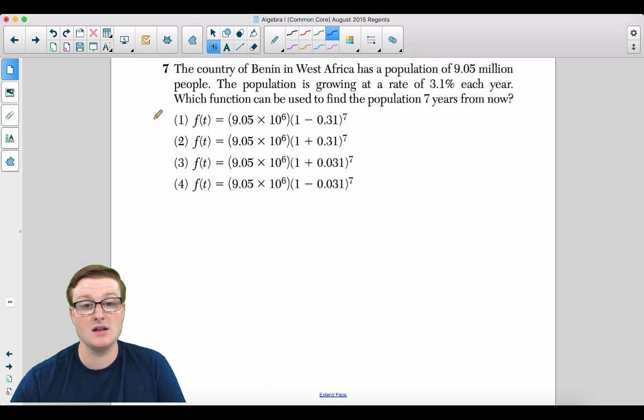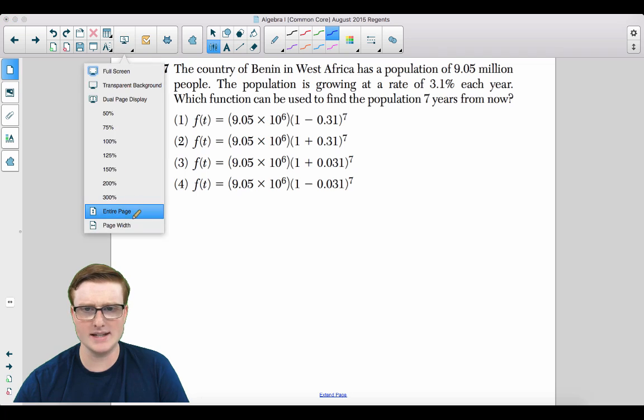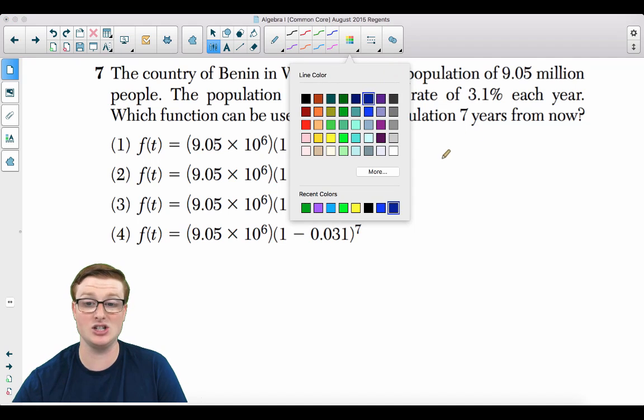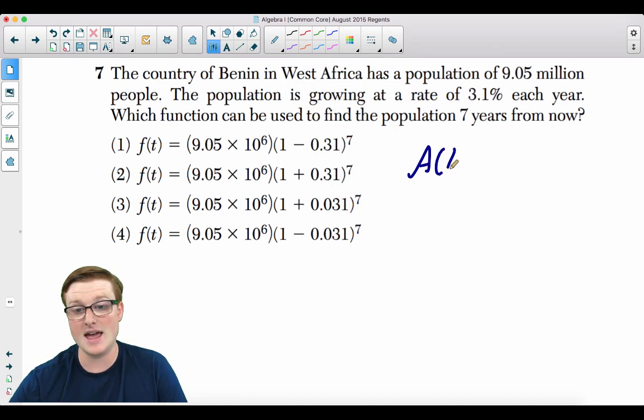Number 7. The country of Benin in West Africa has a population of 9.05 million people. The population is growing at a rate of 3.1% each year. Which function can be used to find the population 7 years from now? Okay, so you need to know this formula. And if you don't know it by now, I highly suggest that you memorize it. A of t is equal to the principal times 1 plus or minus the rate raised to the t power.